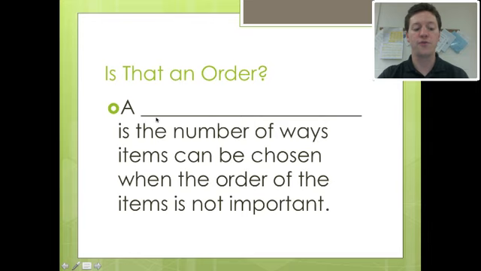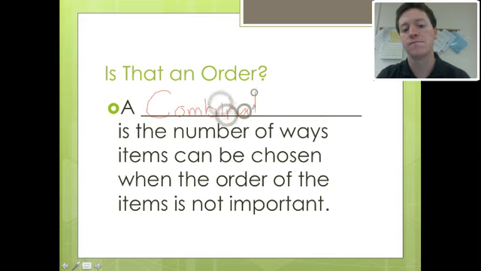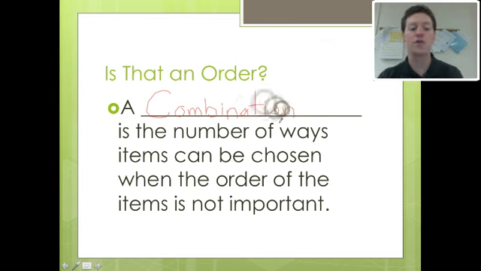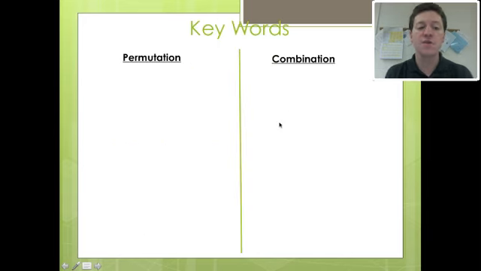Now we have a new word for the number of ways items can be chosen when the order of the items is not important. This is called a combination. So there are two vocab words. Permutation, order matters. Combination, order does not matter. All right, some key words that we might see that would indicate permutation versus combination.